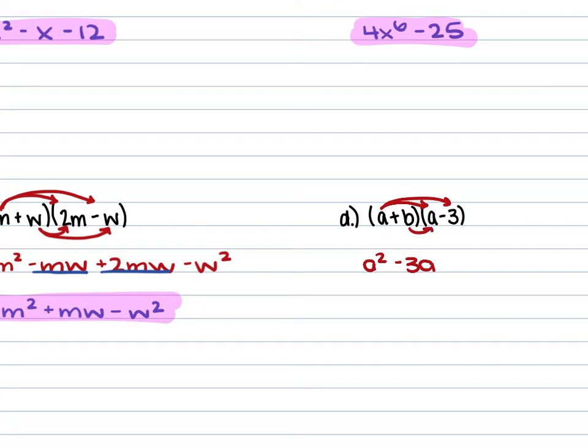So b times a is a positive ab, and b times negative 3 is a negative 3b. With this one, we do not have any like terms to combine. So we just leave it with that a squared minus 3a plus ab minus 3b.